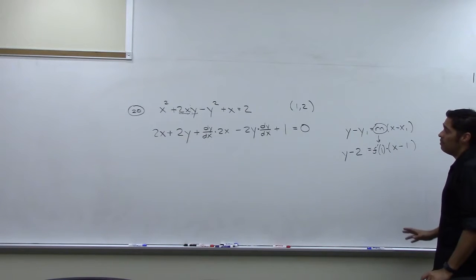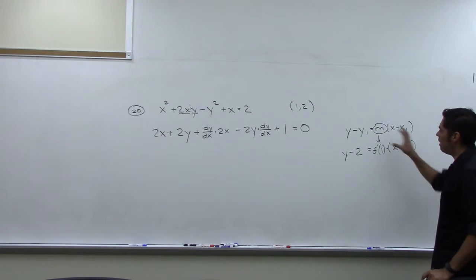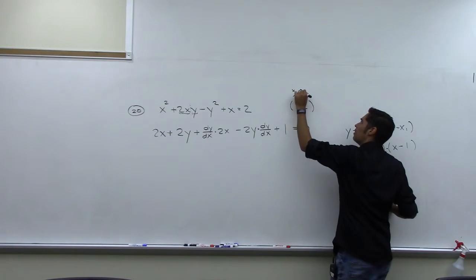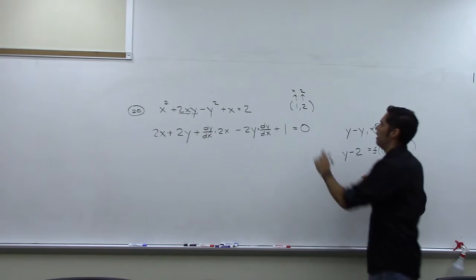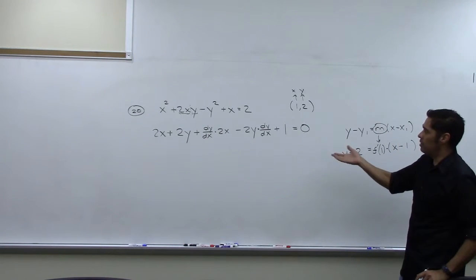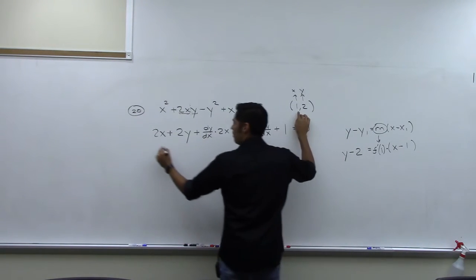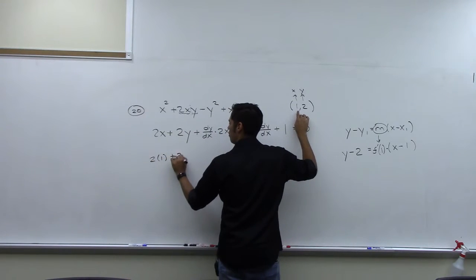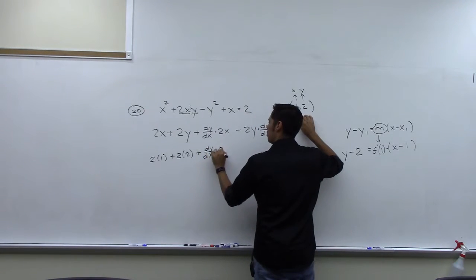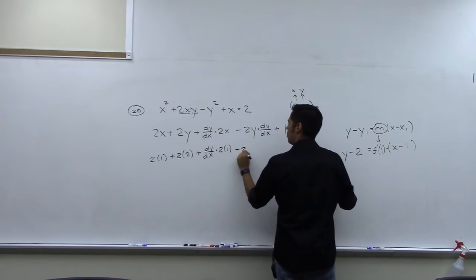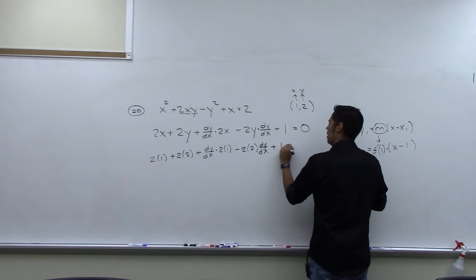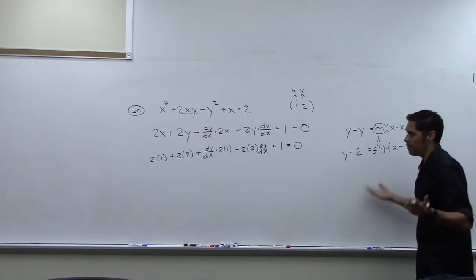So what I could do now is try and solve for dy dx. But because I actually am looking at a specific point, if I replace my x's with 1s and my y's with 2s, I should have a nice equation for the derivative at that point. So this is going to become 2 times 1 plus 2 times 2 plus dy dx times 2 times x, which is 1, minus 2 times y, which is 2, dy dx plus 1 must equal 0. If I can solve this for dy dx, I have my answer.